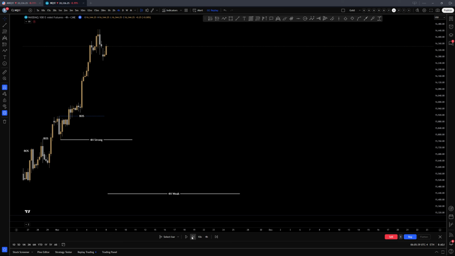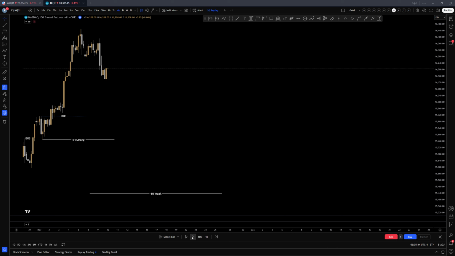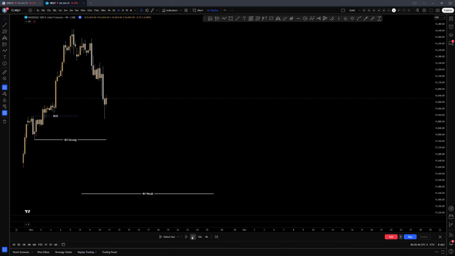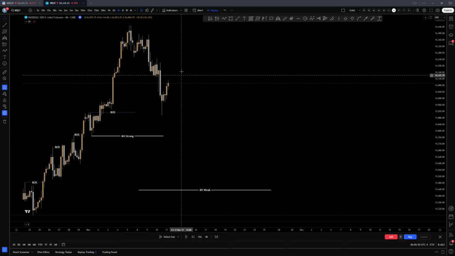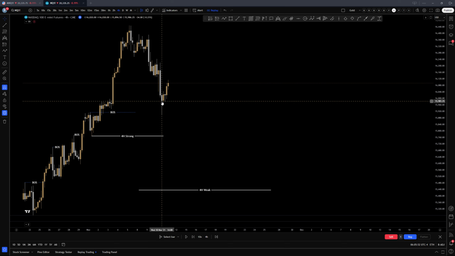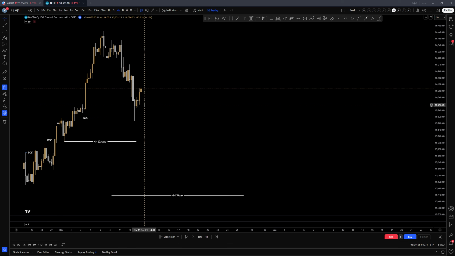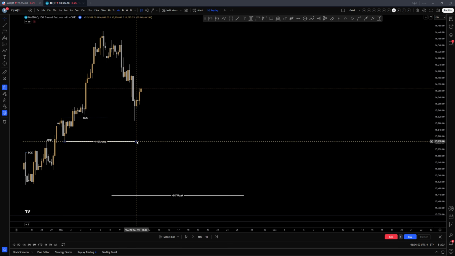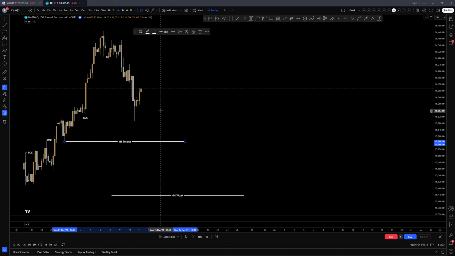Yep, so we're now coming down again. Let's see what happens. Okay, coming down a bit more. Will our strong structure hold? Let's see. Okay, seems to be. So we've got this sort of heavy rejection candle here. So I would say that our structure here is likely to hold, our strong structure, for now at least.